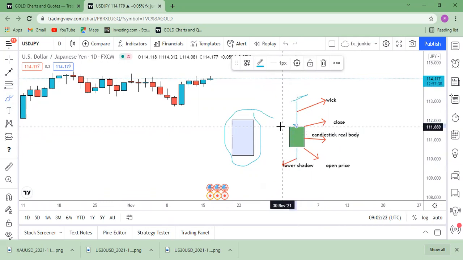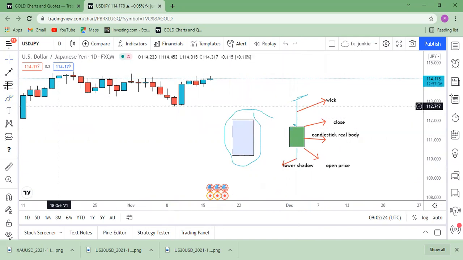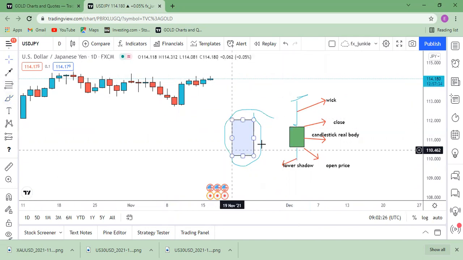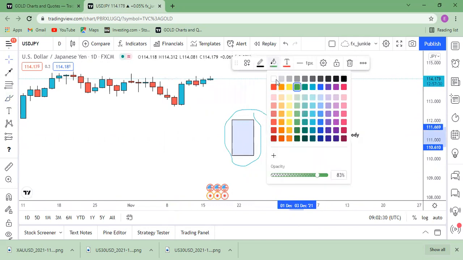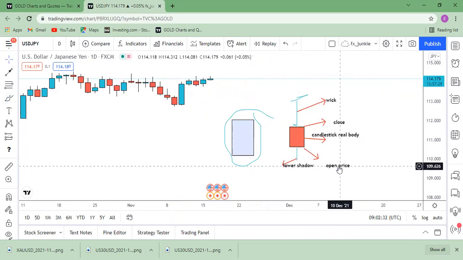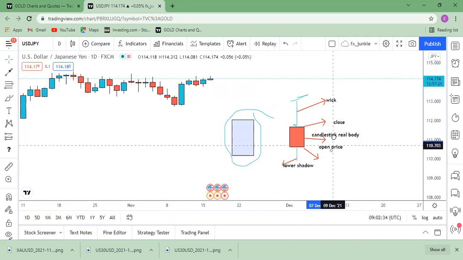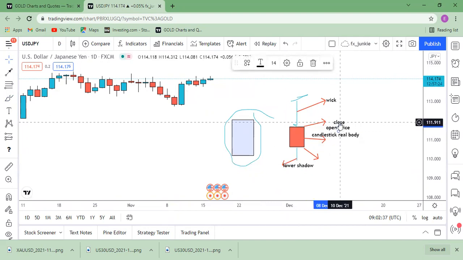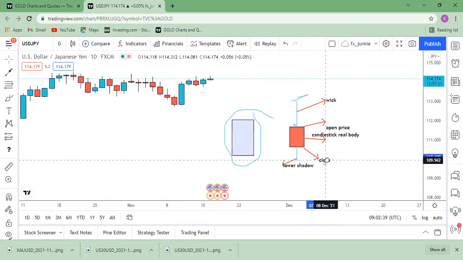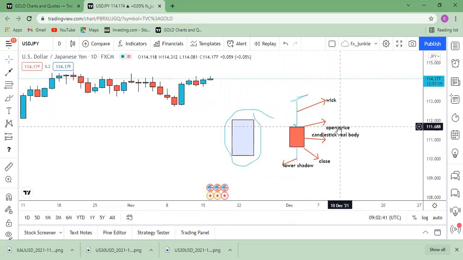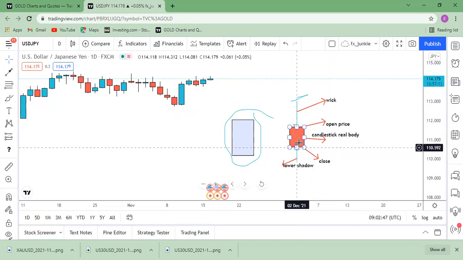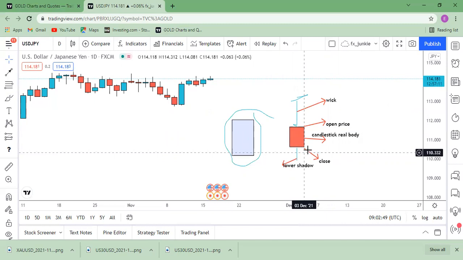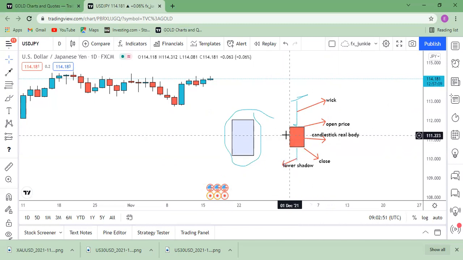But if the candlestick is red, then we'll be looking at something like this. If the candlestick is red, then it's a bearish candlestick. The open price will be here, and then the close price will be here, because it is a downward market. It opened, went all the way up, retraced all the way down below, then closed down here. That's why it is red.